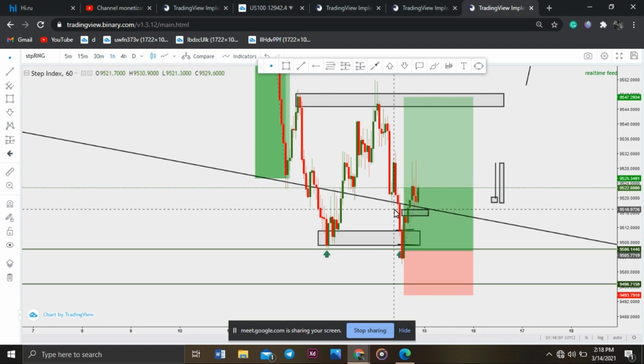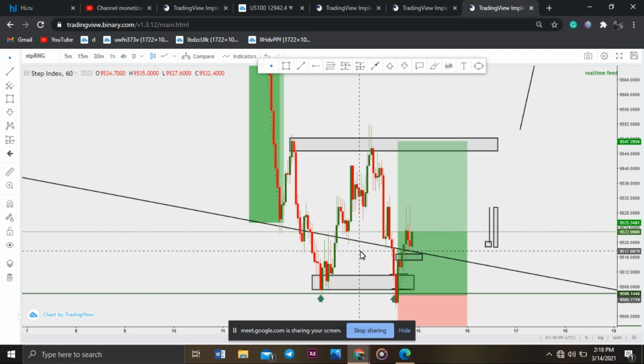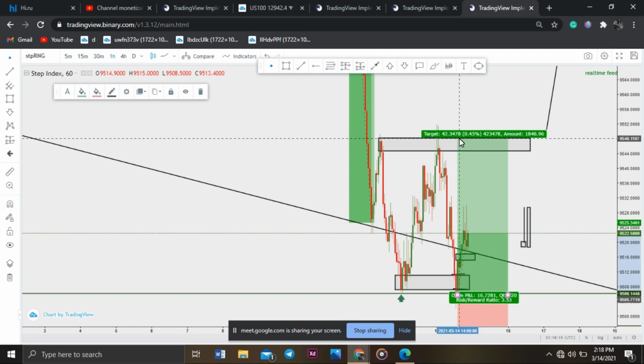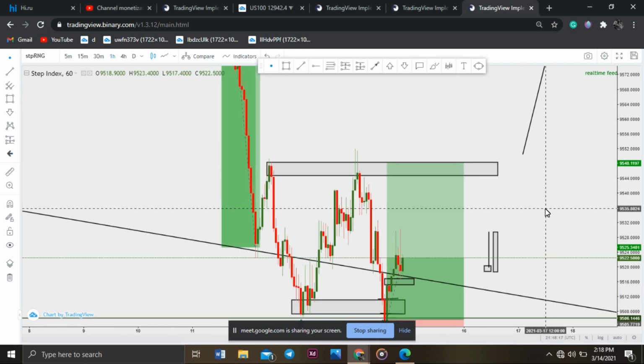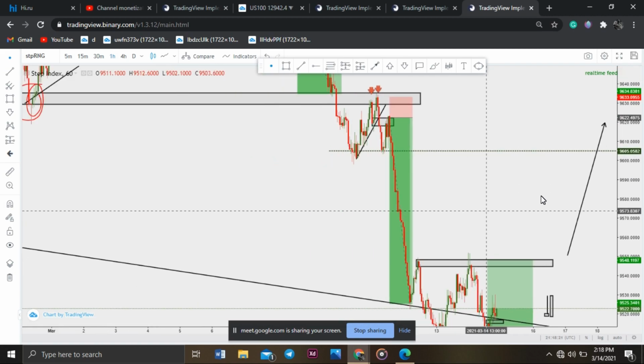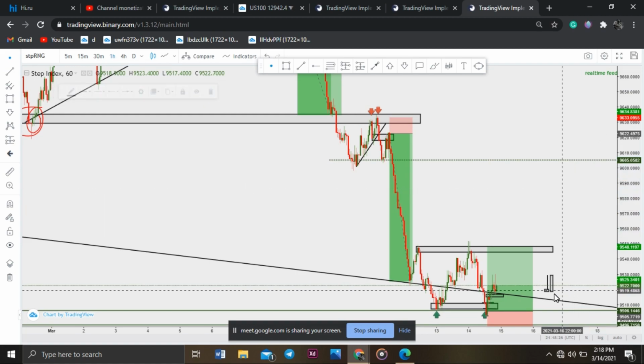This is my first trade I've taken on step index, and it's going really nice. I intend taking my first take profit just about this zone and see if there's going to be any further continuation to the upside. So step index is pretty much easy.